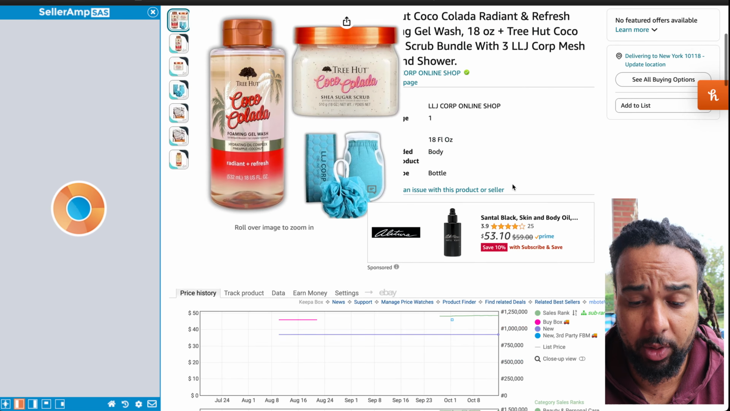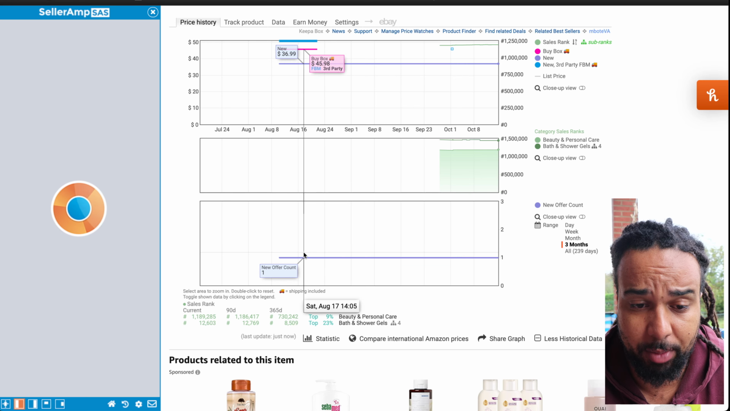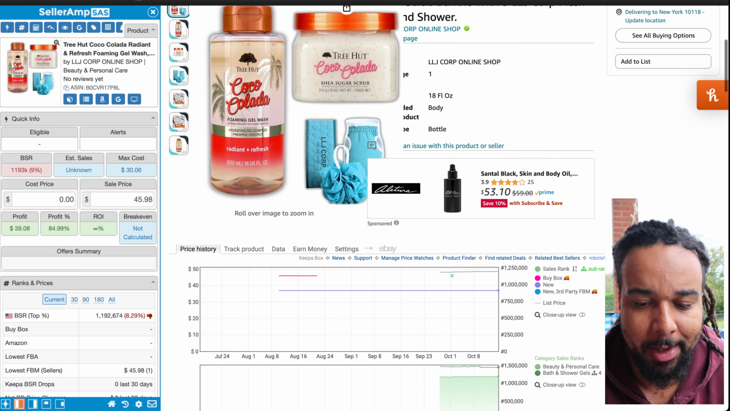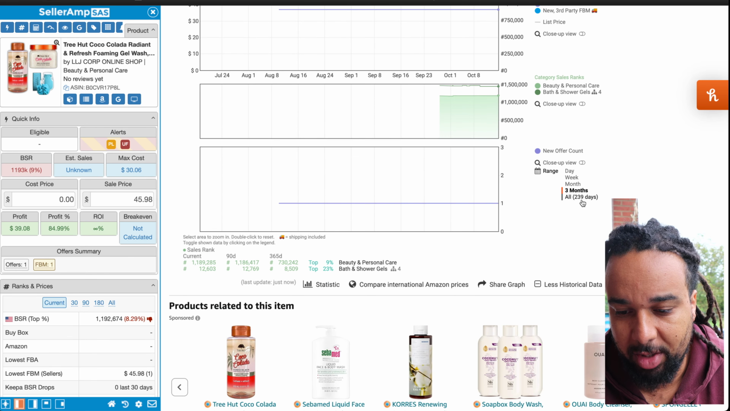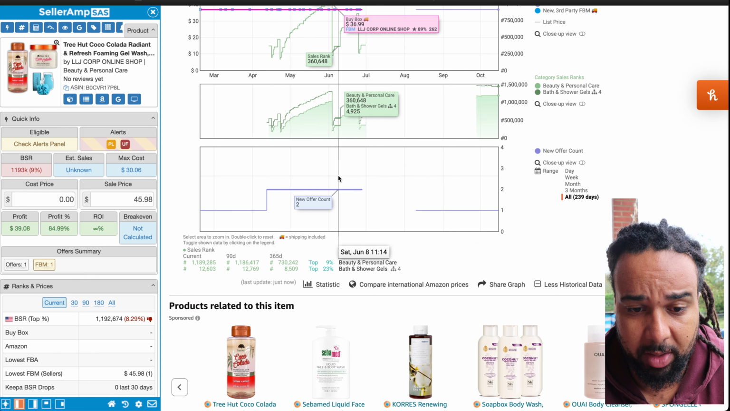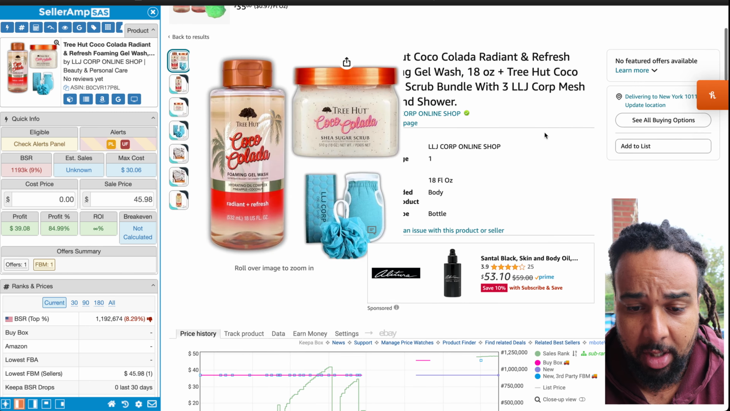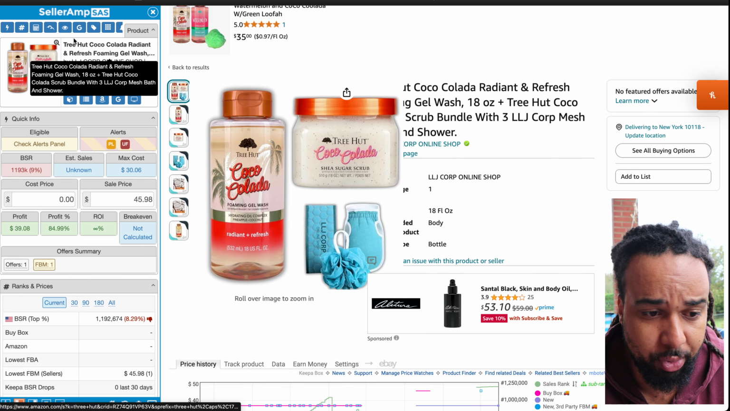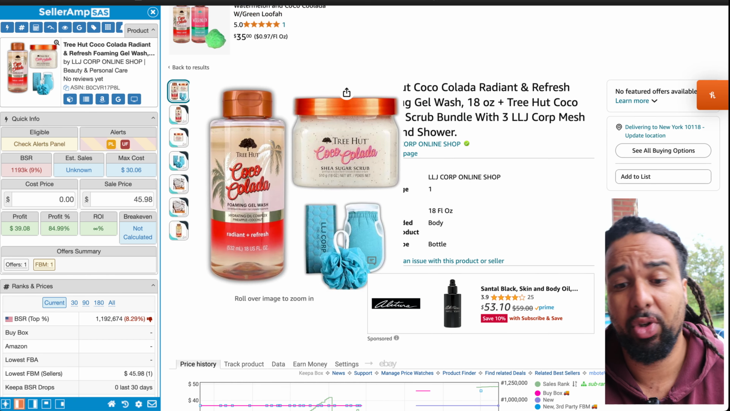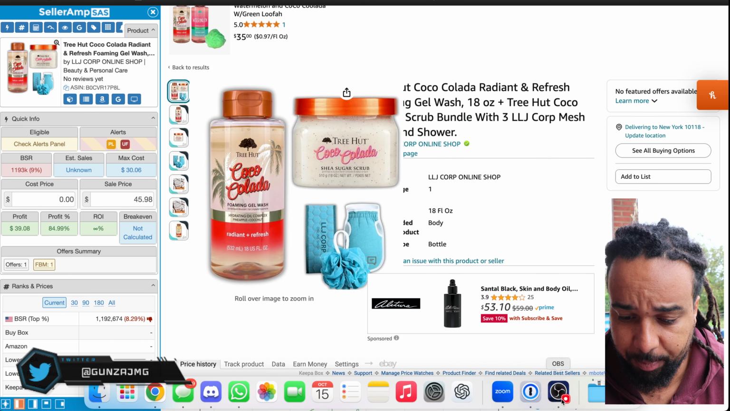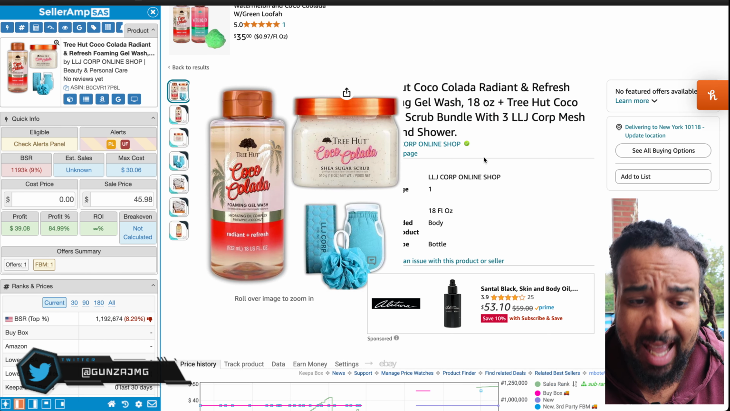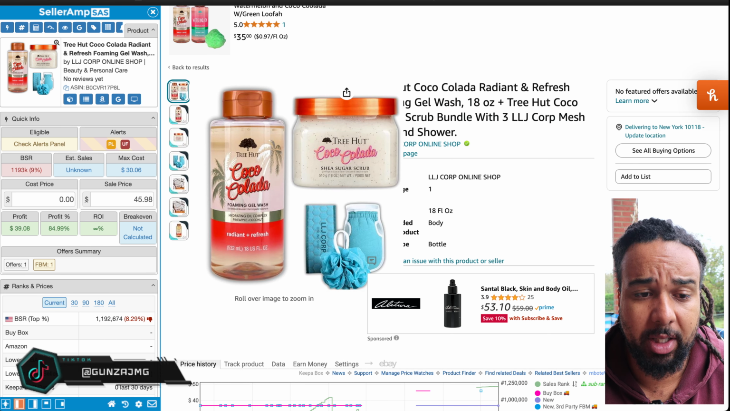And so this is what a lot of people were doing, to be the only person being able to sell a listing, right? What this guy was probably doing was kicking out people that were selling on the listing as well, right? So he used a branded product to list the product under his own brand, which is LLJ Corp Online Shop, his own trademark, so he can kick people off, right? So that's what is not going to work anymore.